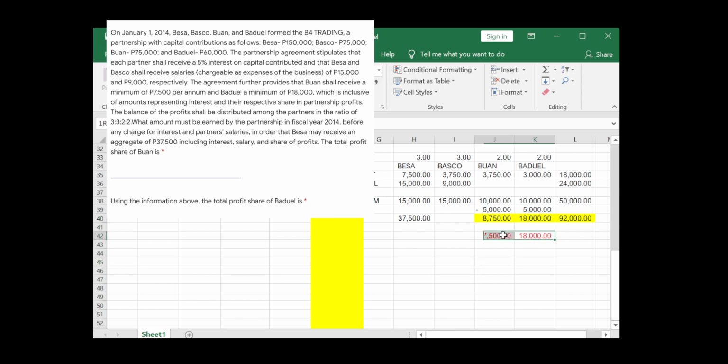Okay, so hopefully naintindihan nyo itong minimum amounts, kung paano natin siya in-analyze.